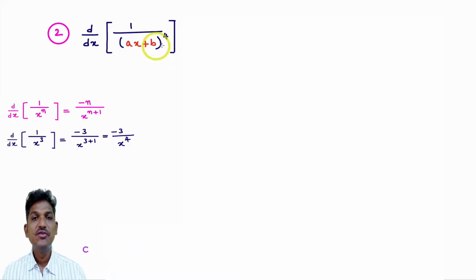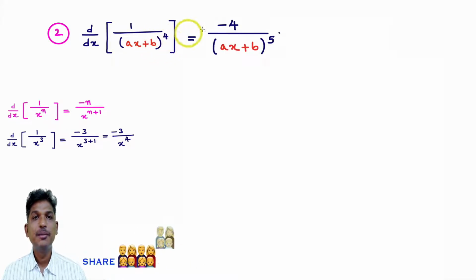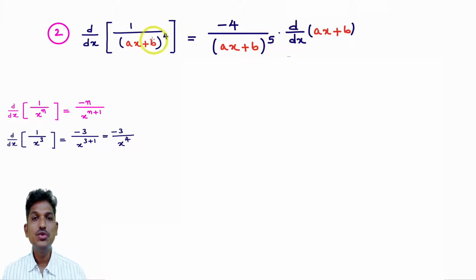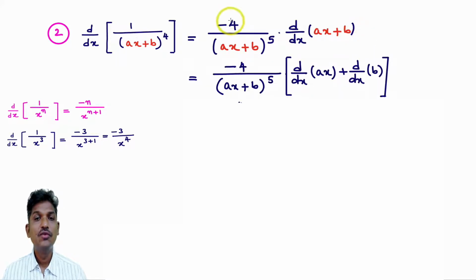So here, when I apply that formula to this, minus 4 divided by, in place of x, you will write this ax plus b, minus 4 divided by ax plus b whole power 4 plus 1, that is 5, into, which one you imagined as x, you need to differentiate it. D by dx of ax plus b. I hope you are understanding. So further, if I simplify this, minus 4 divided by ax plus b whole power 5 into, we need to differentiate this part.